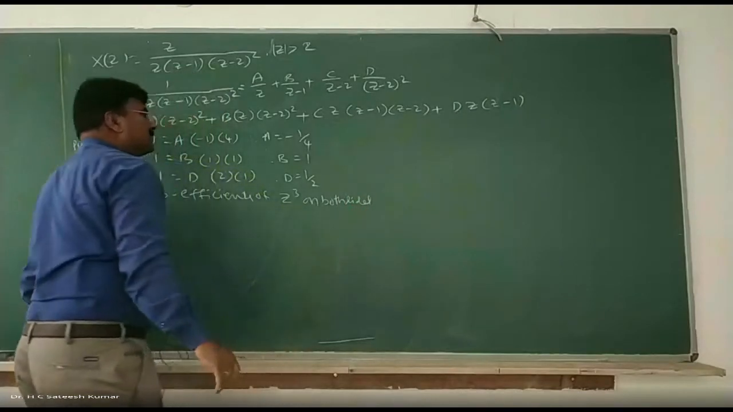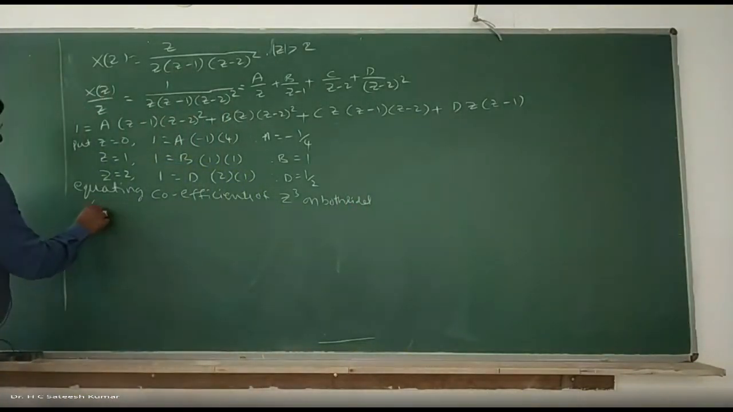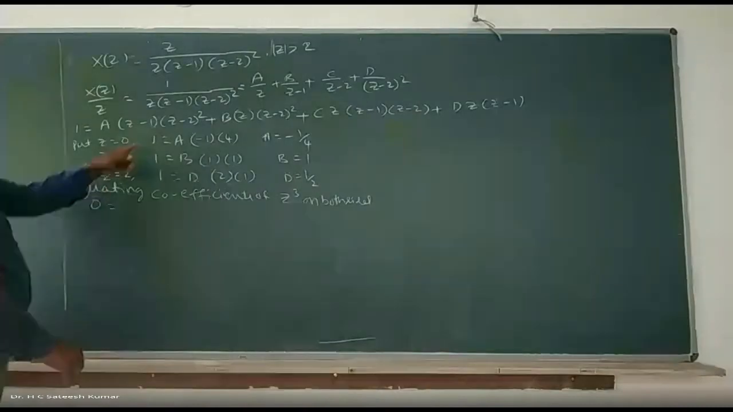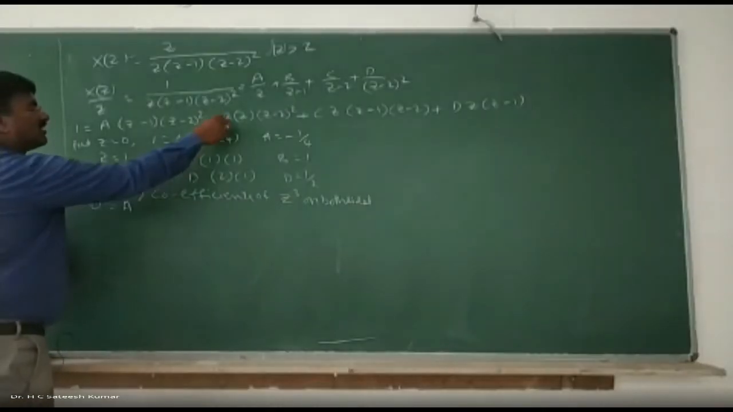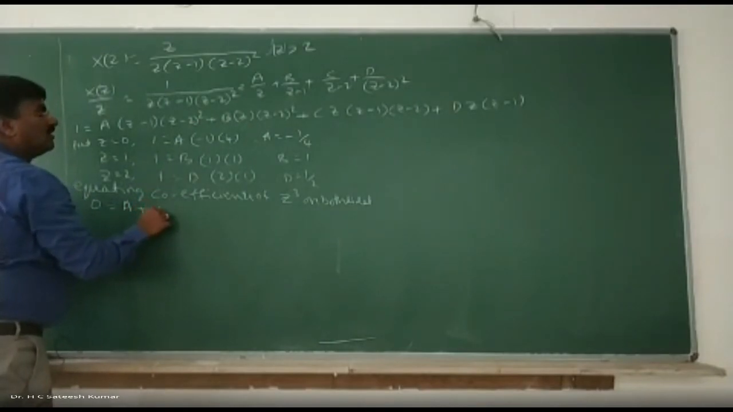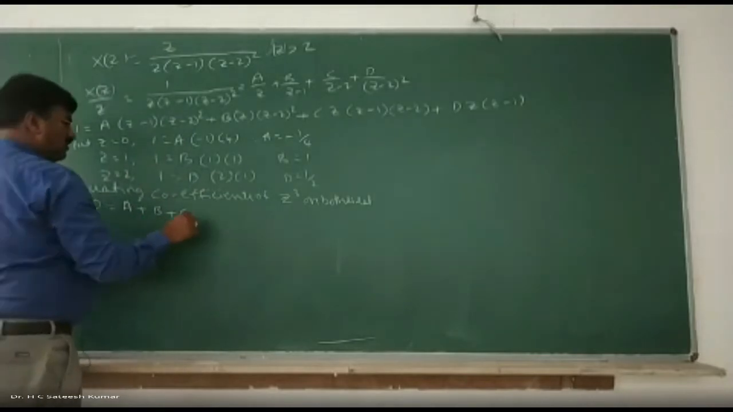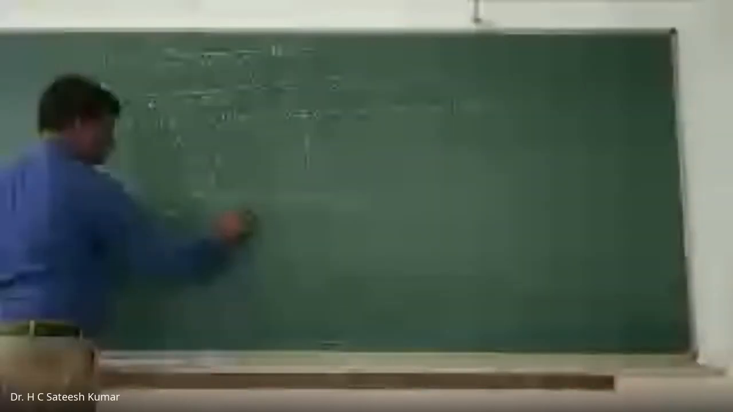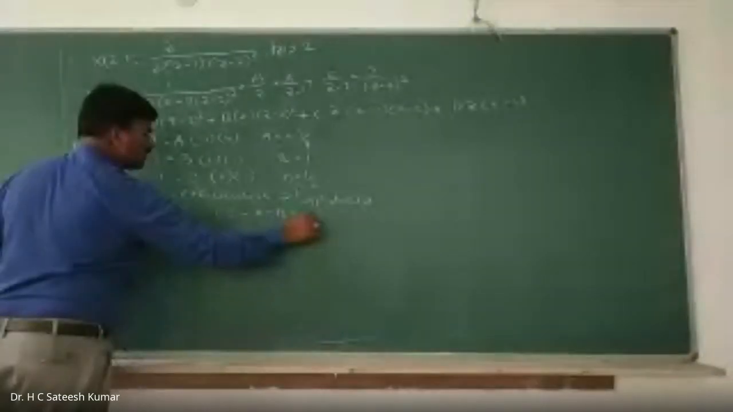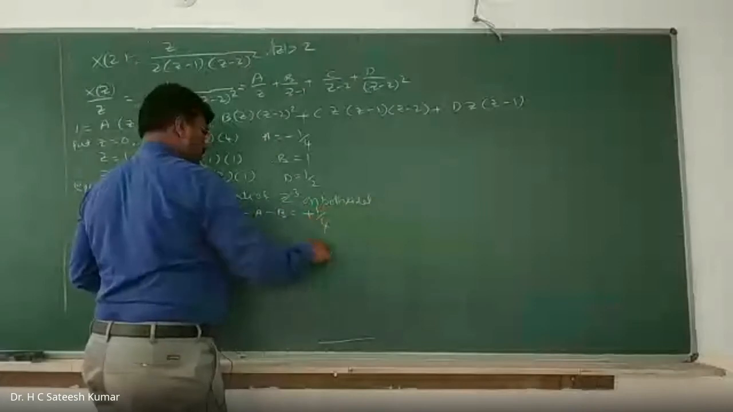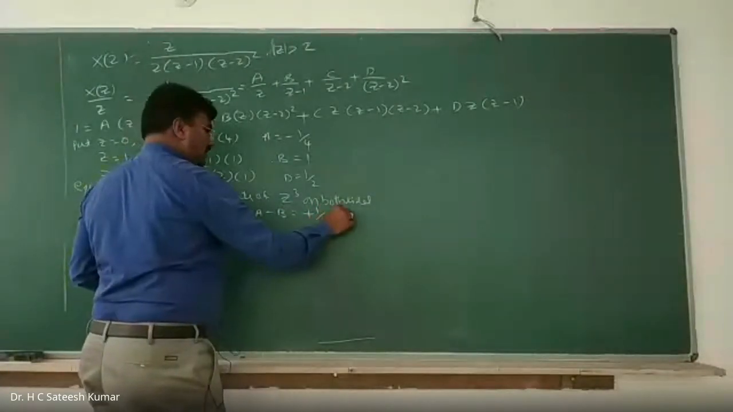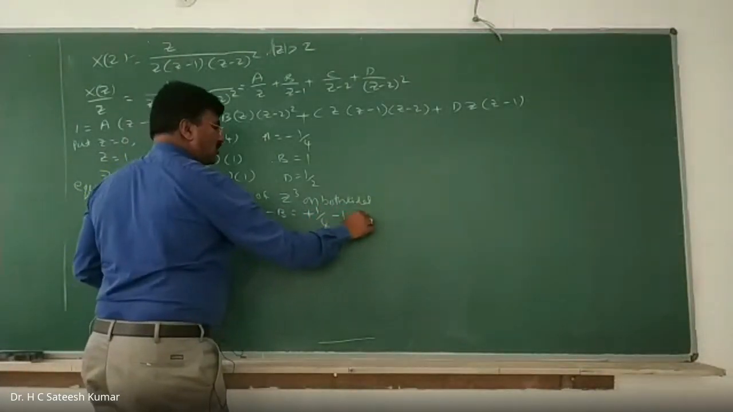What will you get? Z cube coefficients on the left hand side is 0. Here Z square and Z is Z cube. Therefore A, Z square and Z, B, Z cube, C. The last one is 0. Z cube is not there. Therefore what is that you want? C, no? Minus B, which is equal to minus A. Minus of minus A is plus 1 by 4. Minus B, minus 1. Therefore, minus 3 by 4.